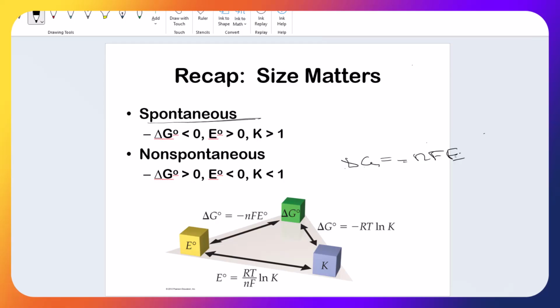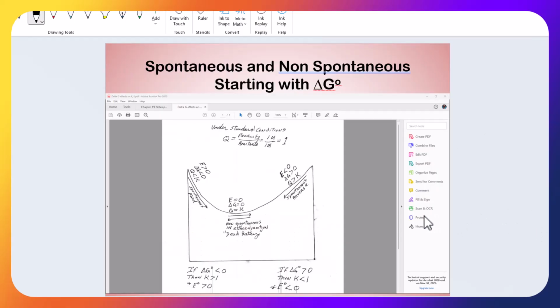Let me show you a diagram that I think helps you to get these ideas. I know that may be a little bit small. It was the best that I could do under the circumstances. But here's the deal. Remember, under standard conditions, Q is equal to 1. That's Q under standard conditions, products over reactants.